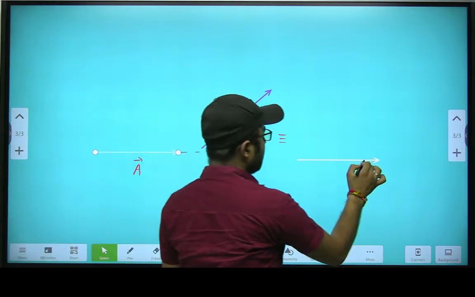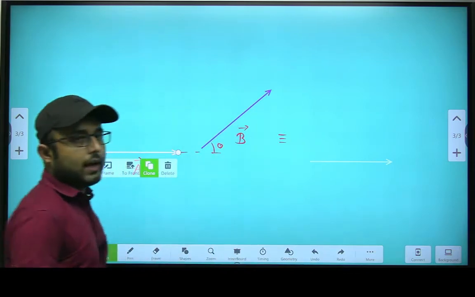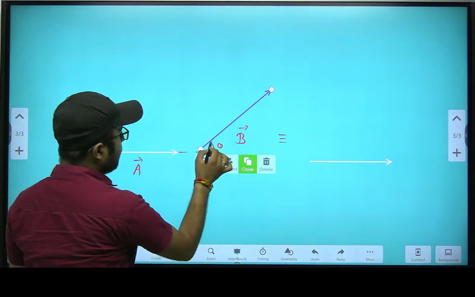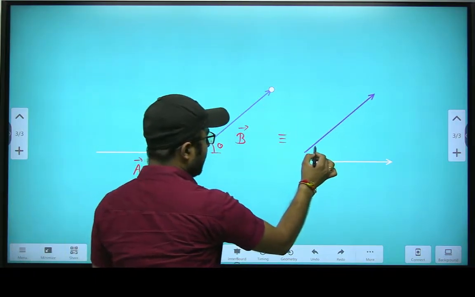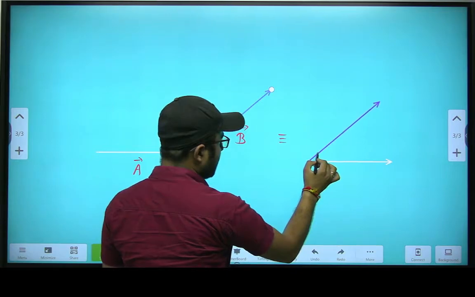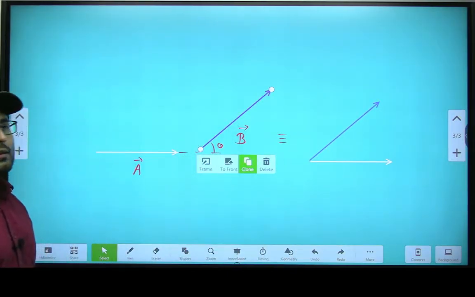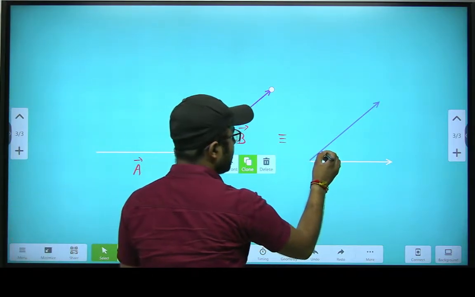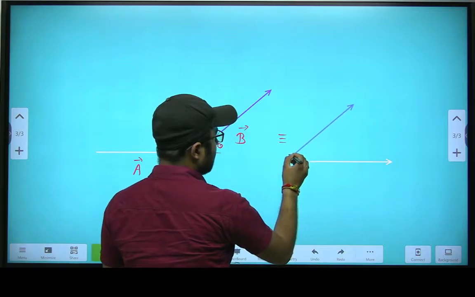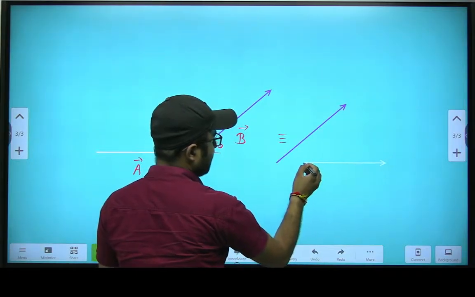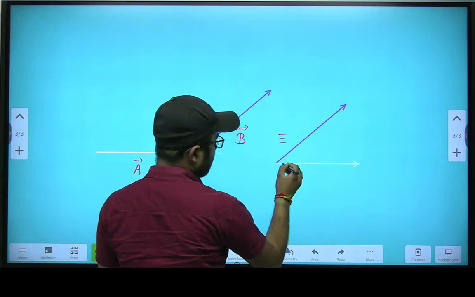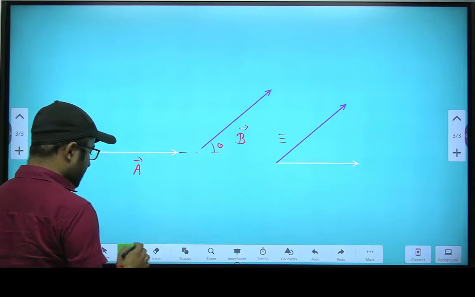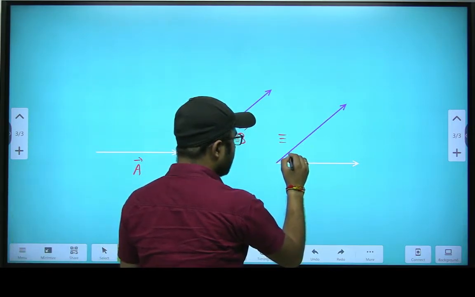We will make the first vector and join the tail of this vector to the tail of the first vector. In this method, we will join the tails of both vectors. Let's make it a bit to the left. Now if this theta is the angle between vector A and vector b, this will be the angle between the vectors, theta.